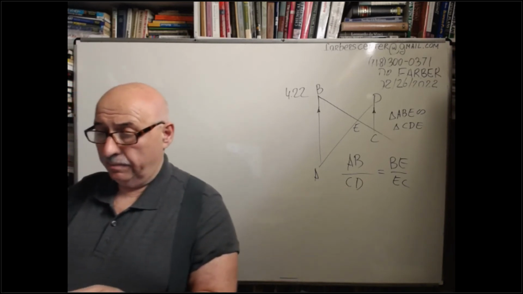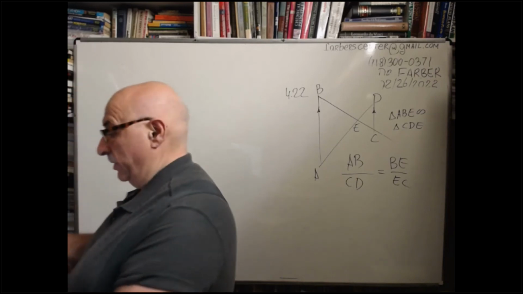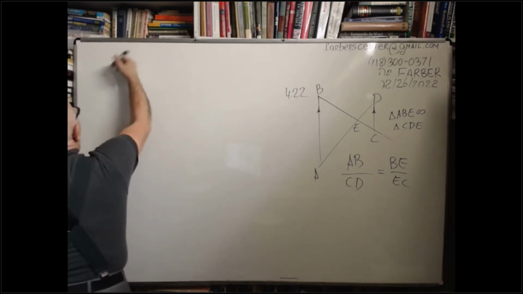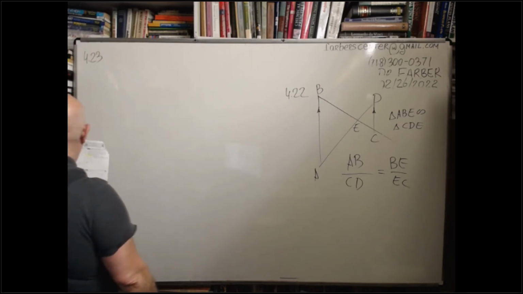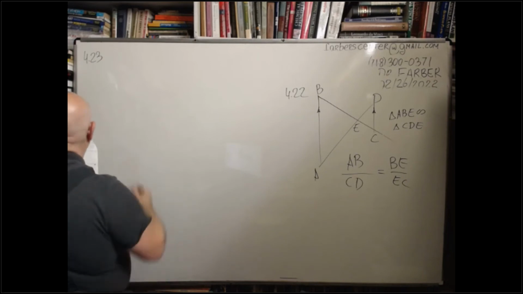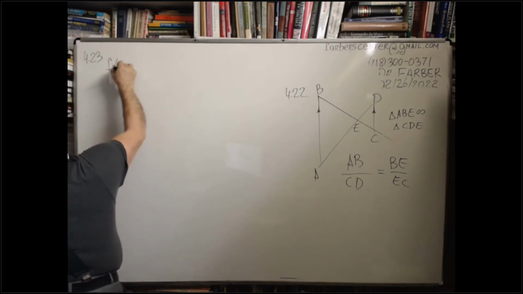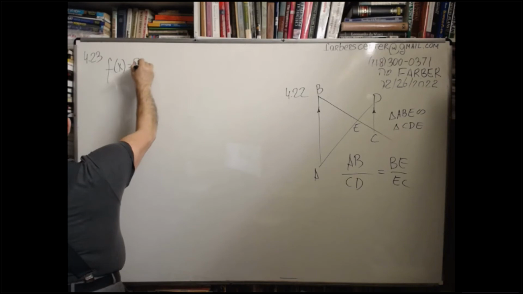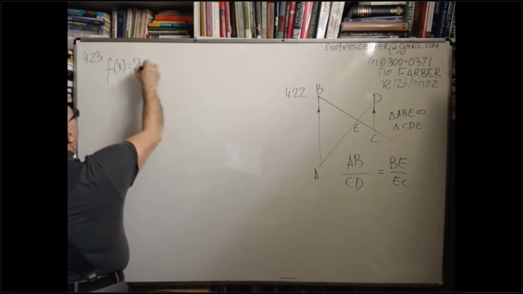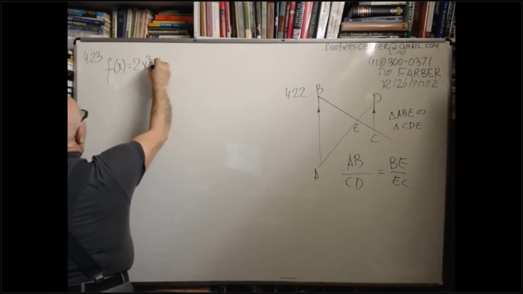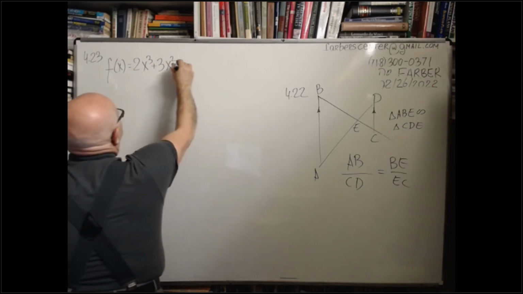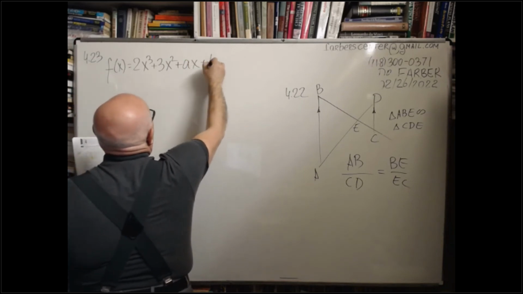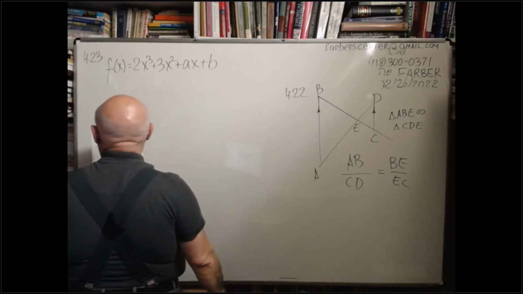Next is 423. What we have in 423? Only question is to write it correctly. f of x equals 2x cubed plus 3x to the second plus ax plus b. Is that correct? 2x cubed plus 3x squared plus ax plus b.